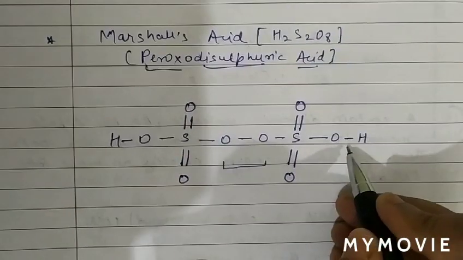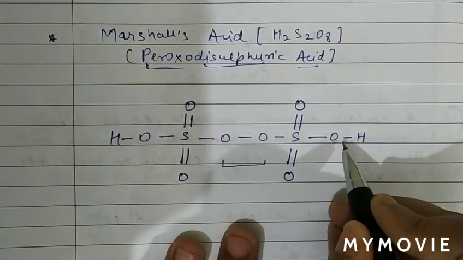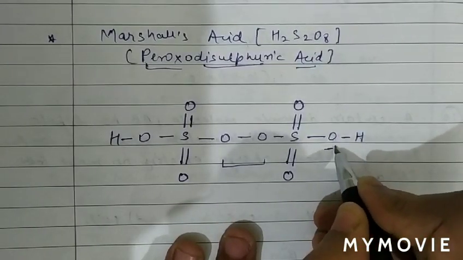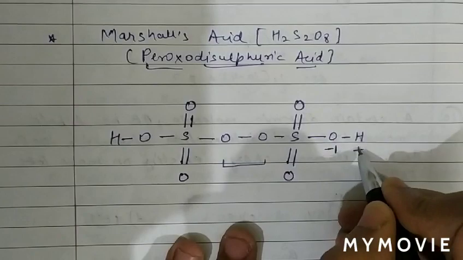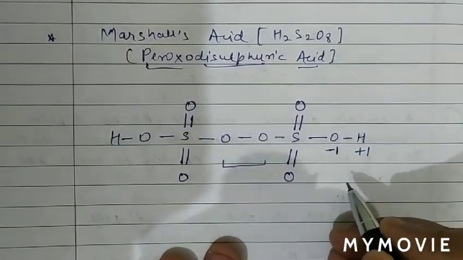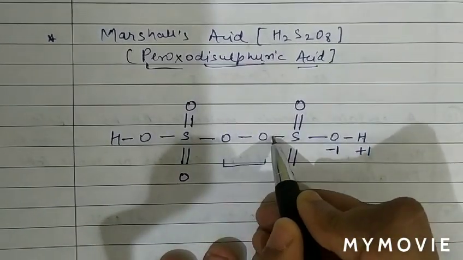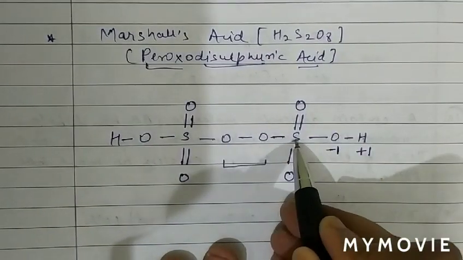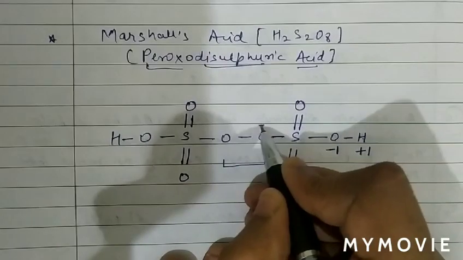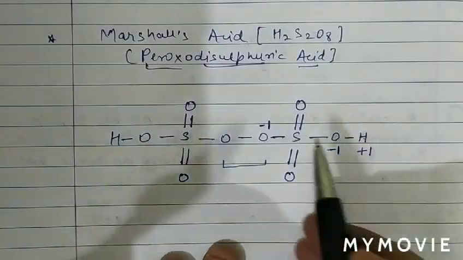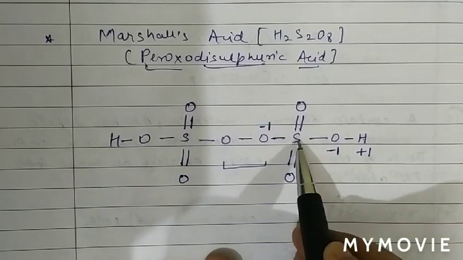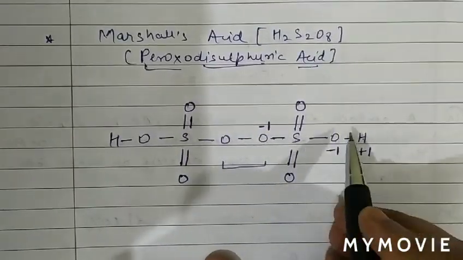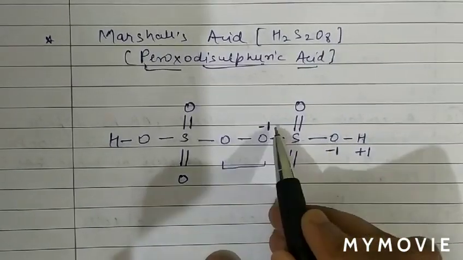Now, as we can see, there is a covalent bond between oxygen and hydrogen, and the electronegativity of oxygen is more. Therefore, there is a -1 charge on oxygen and +1 charge on hydrogen. Now we can see, due to this sulfur-oxygen bond also, the electronegativity of oxygen is more than sulfur. There is one covalent bond, therefore -1 charge on this oxygen. And there is another sulfur-oxygen bond, where oxygen is more electronegative, therefore the charge on each oxygen atom is -1 and -1.